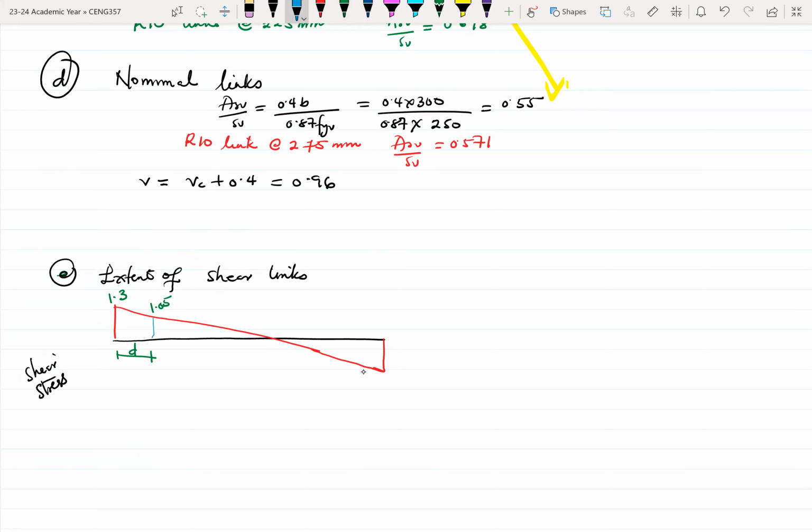So this is zero. There's some point over here where we have 0.96. All right, so let's call this distance here x. What this means is that if we can find x, then that will help us to know the extent of our shear links. So here you can apply similar triangles.